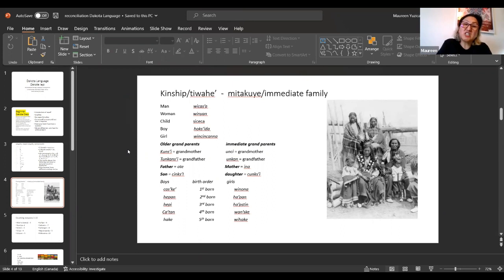A man is wichasha. The woman is wia. The child is sicheca. Again, there's another word for that. We say wakanyeja. A boy is hokshida. The girl is wichincala.